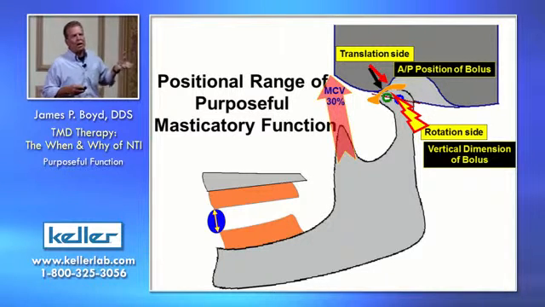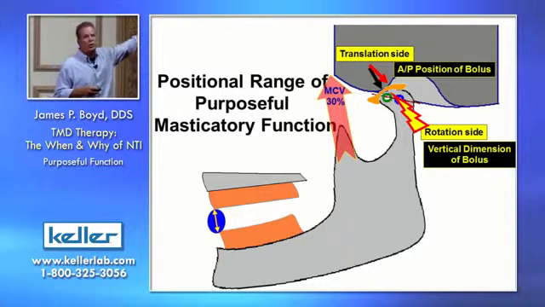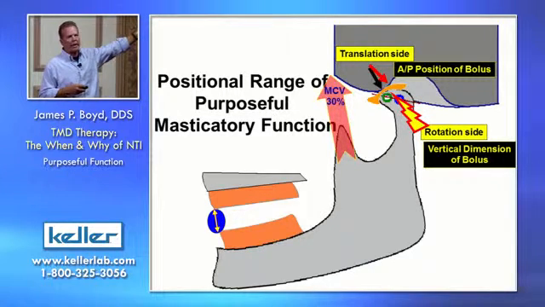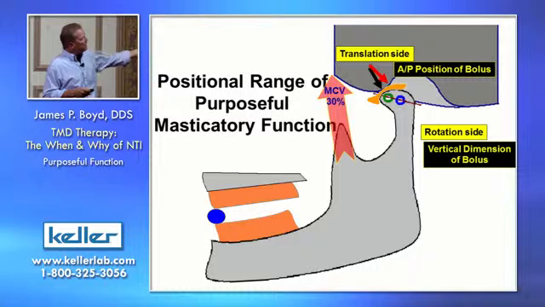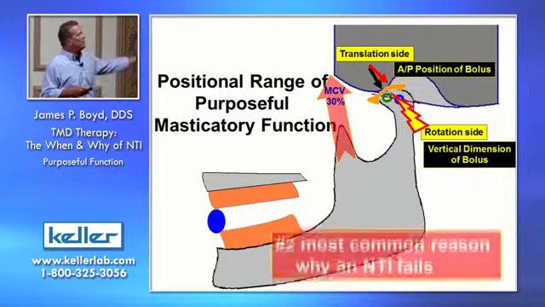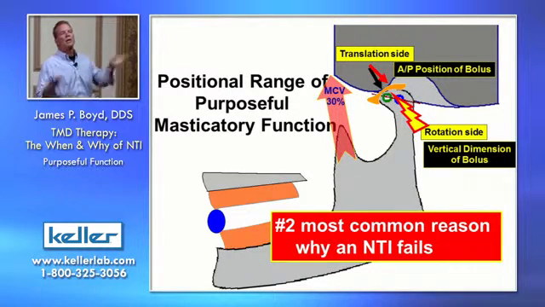Overly rotated condyle, too much vertical dimension of the bolus, will cause joint strain during the occluding act, even though you're only at 30% of maximum. If you could just make that thing smaller, you're okay. You'll get 30%. So the number 2 most common reason why an NTI fails, they're too big. Too much vertical dimension of occluding. You've over-rotated the condyle during a closing event on the object.